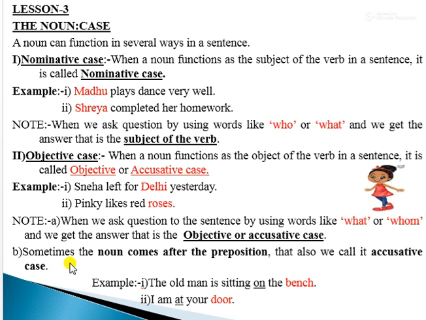Number B, sometimes the noun comes after the preposition, that also we call accusative case. For example, number 1, the old man is sitting on the bench. Number 2, I am at your door. In these two examples, I have underlined the prepositions like on and at. The object comes after these prepositions. So, they are also known as accusative or objective case.